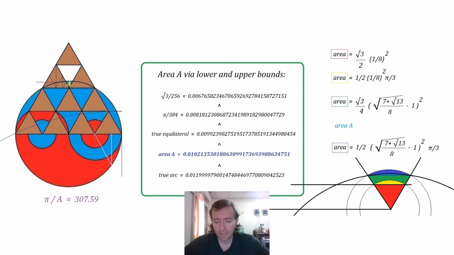And then finally, area A is going to be bigger than that, but smaller than an arc sweep of the true intersection point, which will give you an area larger than area A. And that's essentially how you can prove it.